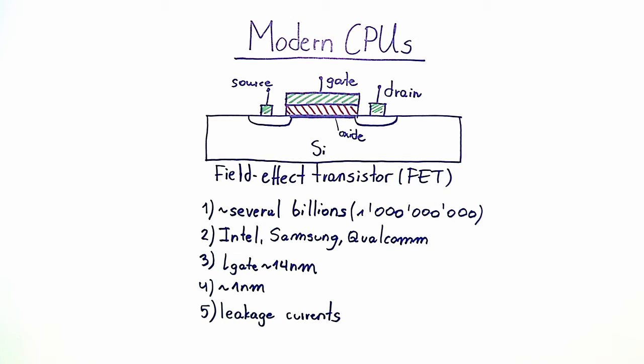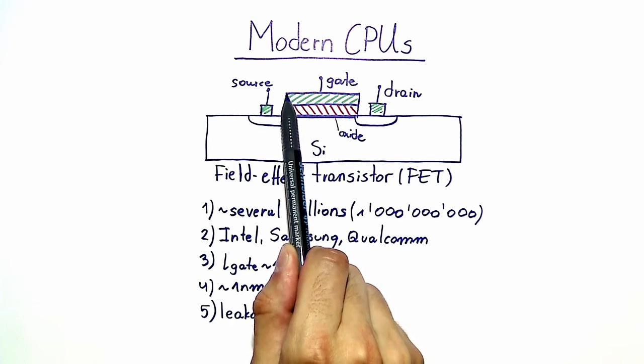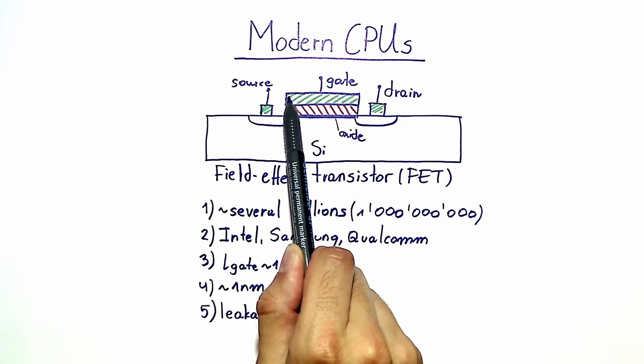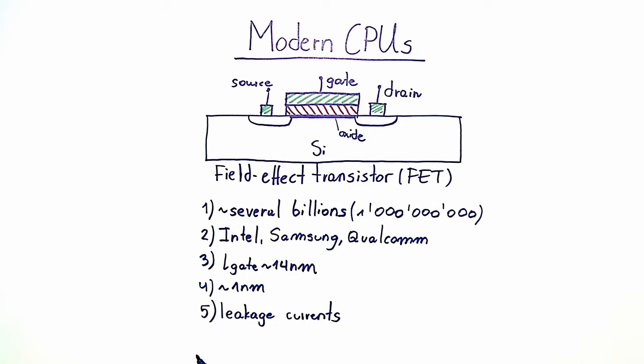The smallest feature size of transistors in a modern CPU is given by the gate length. The gate length corresponds in this simplified schematic to this distance here. The gate length is an astonishingly small number in today's transistors, namely, it is as low as 14 nanometers.